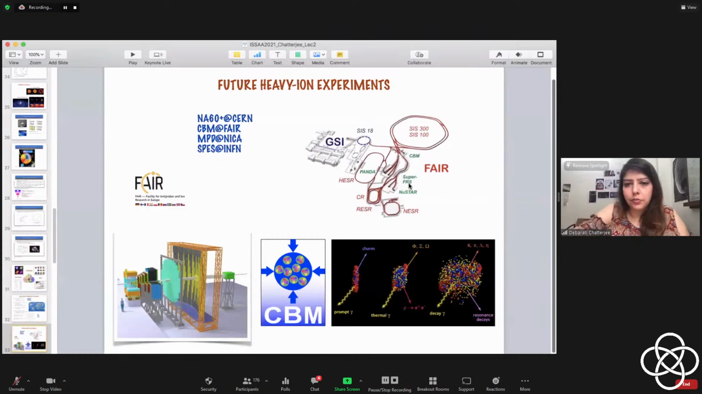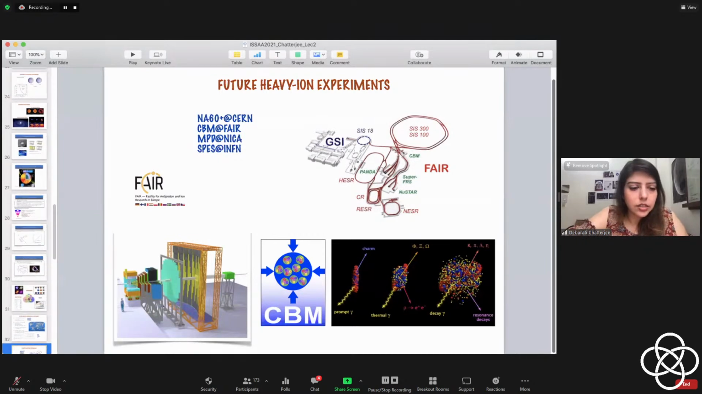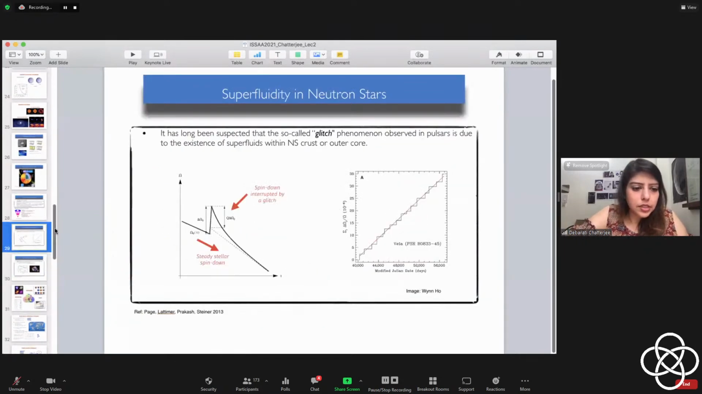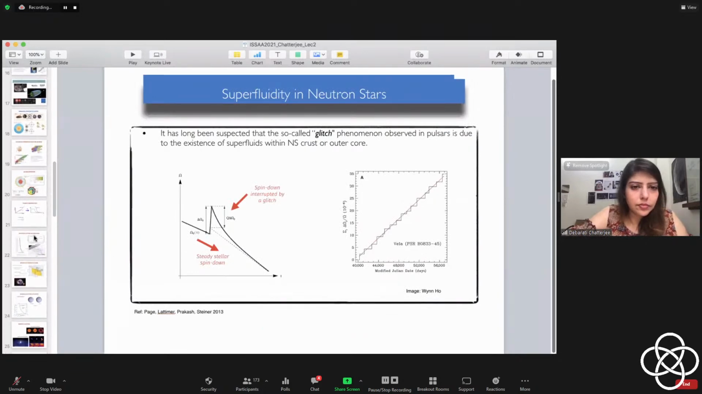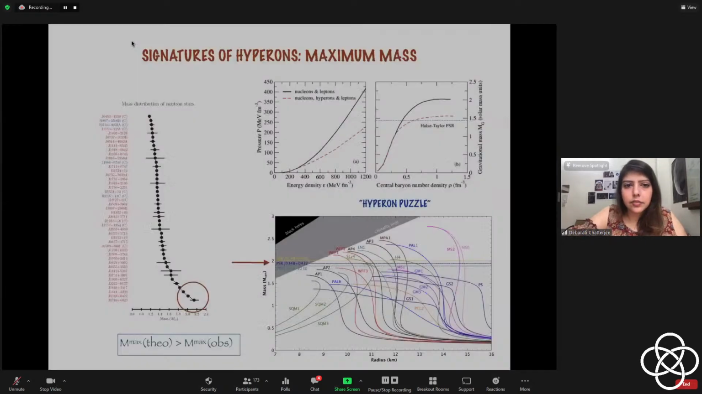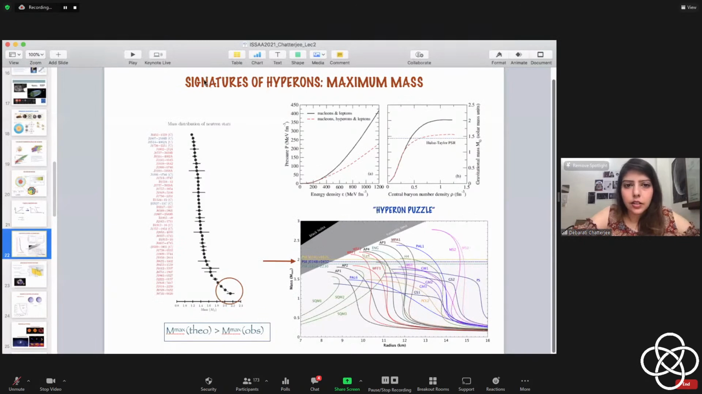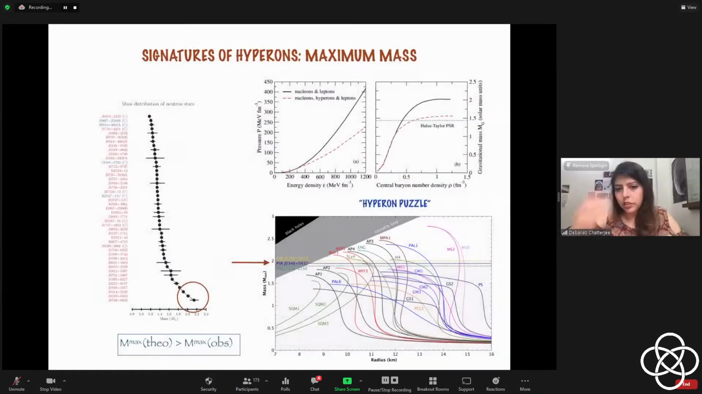Hello. So my question is related to the causality limit on mass radius. Let me see, where is the figure? Okay, this figure, are you talking about this figure? Yes. I would like to ask why is this limit not the same as that of the black holes?